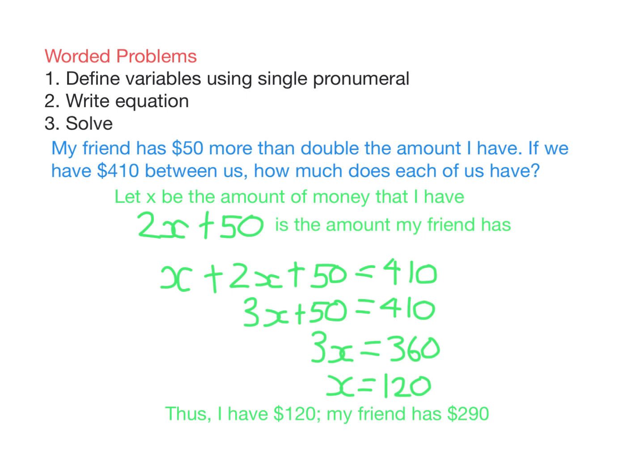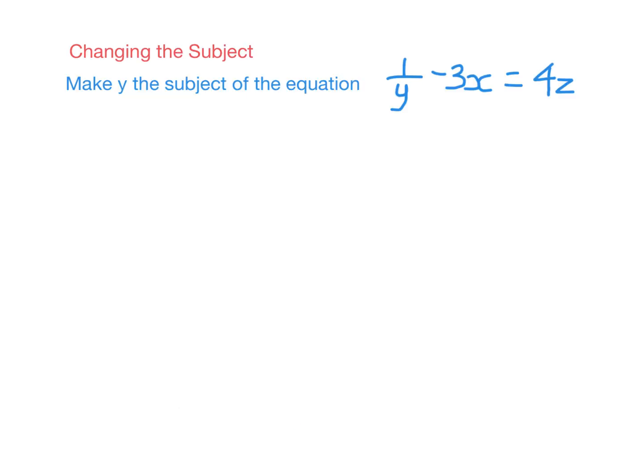All right, let's look at rearranging formulas now. So we are looking at rearranging a formula or changing the subject of an equation. The subject of an equation is just the thing that's by itself in the equation. So in this equation, 1 over y is the subject of the equation. We're going to rearrange this equation so that it's y equals something.